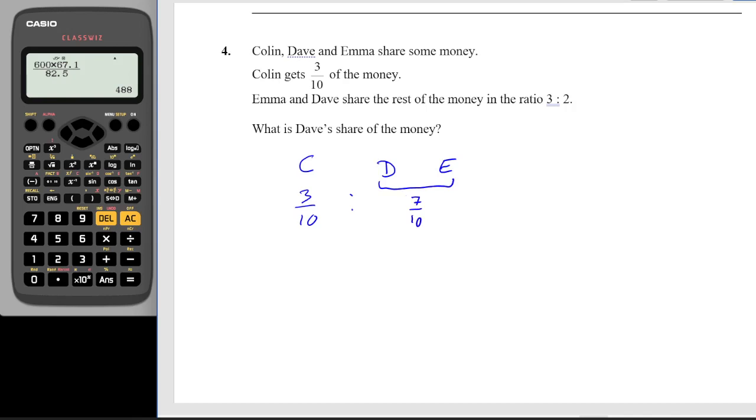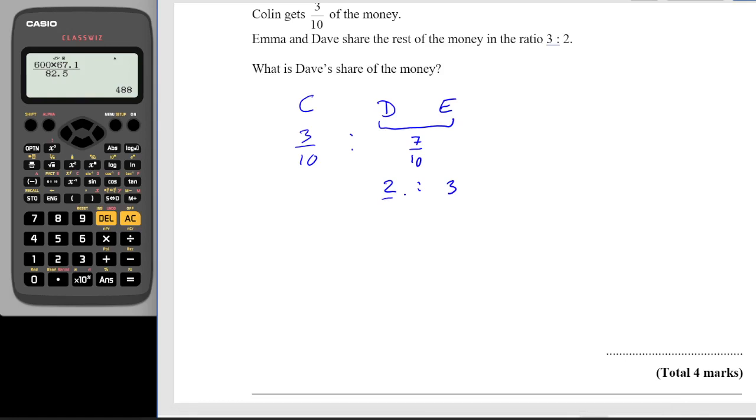And then Emma and David, so we've got our names the opposite way around, share the rest of the money in the ratio 3 to 2. And I've said that I've got them the opposite way around, but I've not written them. So Emma's share was 3, David's share was 2. So that's going to be 2 over 5, that's going to be 3 over 5, because there are 5 parts.